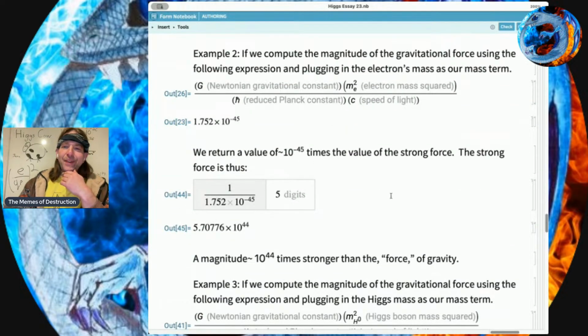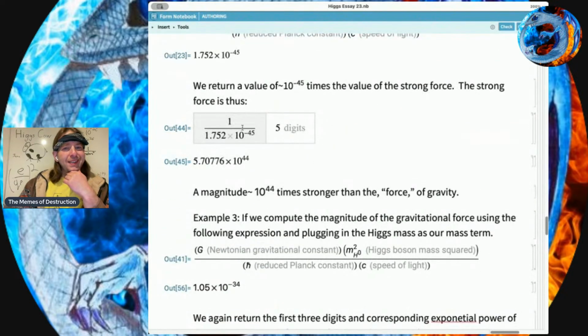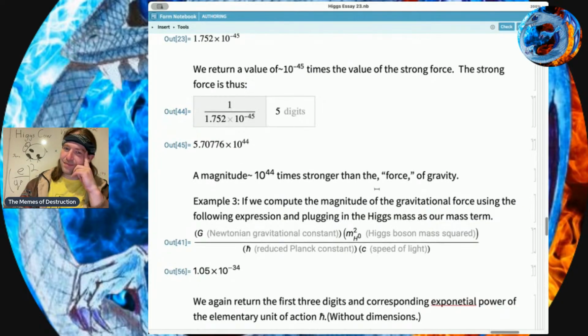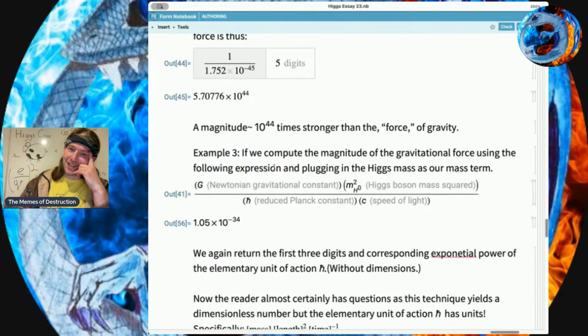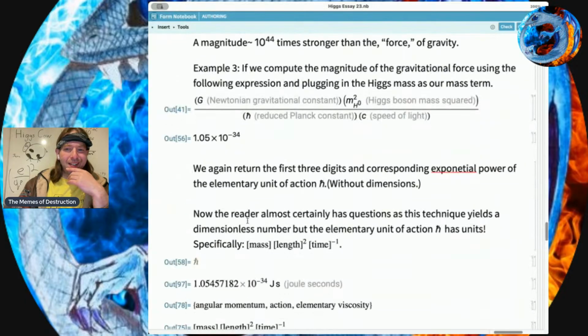10 to the minus 45 times the strong force. Strong force is us, 10 to the 44 times the magnitude than the force of gravity. Get the magnitude of gravitational force plugging in the Higgs boson mass. Again, we get out magnitude of basically h bar.